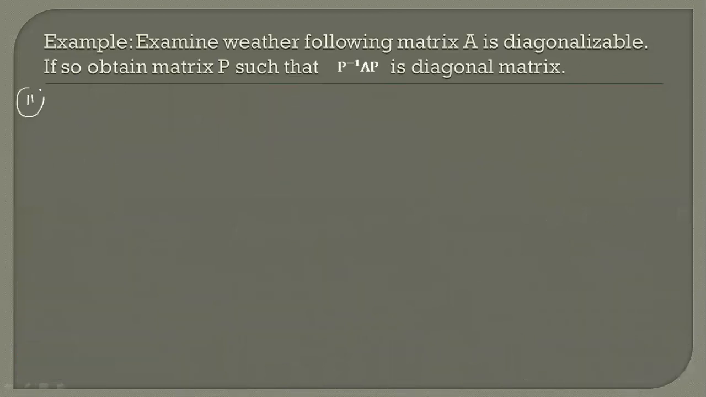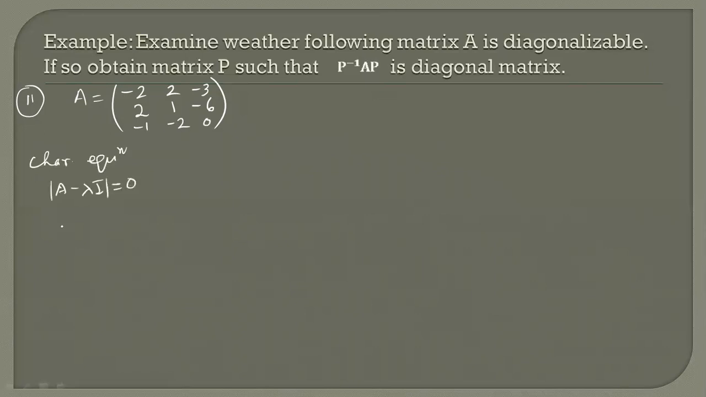Example 2: matrix A is given as minus 2, 2, minus 3, 2, 1, minus 6, minus 1, minus 2, 0. I have already discussed this matrix in lecture 11. Write the characteristic equation: the determinant of A minus lambda I equal to 0.